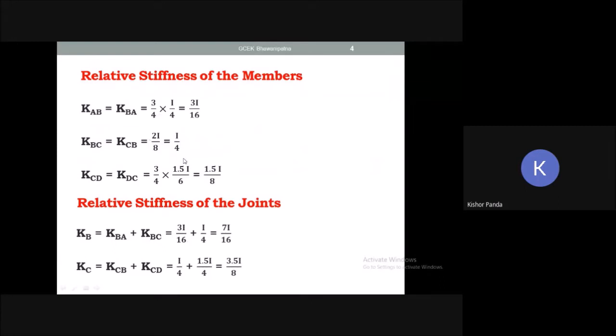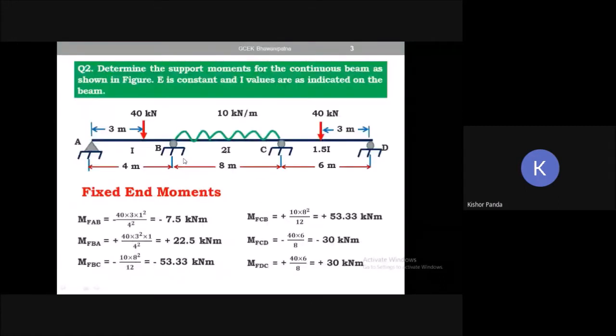Then find out the relative stiffness of the joints. Here you see joint B and joint C. So find out the relative stiffness of joint B. For joint B, KB is equal to KBA plus KBC. Similarly, for joint C, KC is equal to KCB plus KCD.